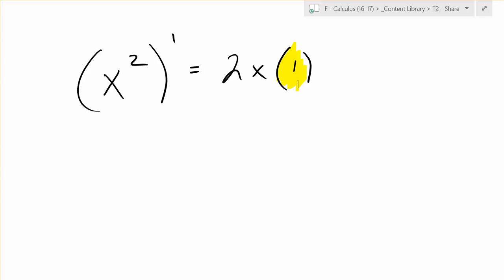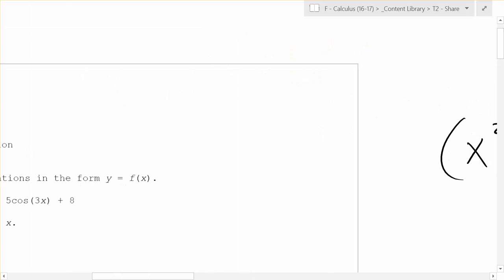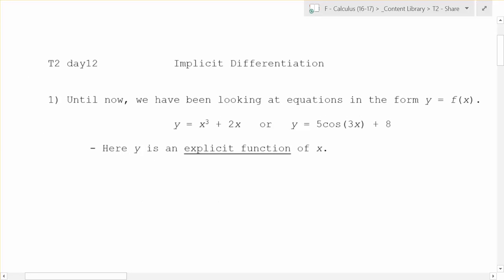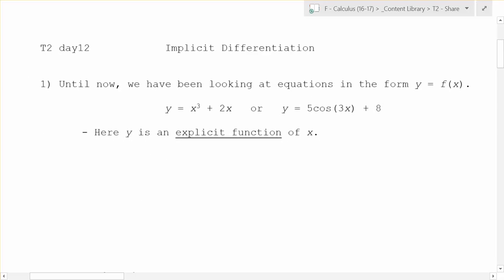But when we started out, the chain rule was kicking out a 1, and we were just not writing out the 1 when we did that. The chain rule is always in effect when we're differentiating. So we're going to talk about implicit differentiation, which is something that helps us differentiate implicit functions.